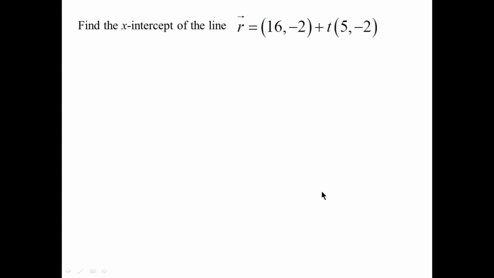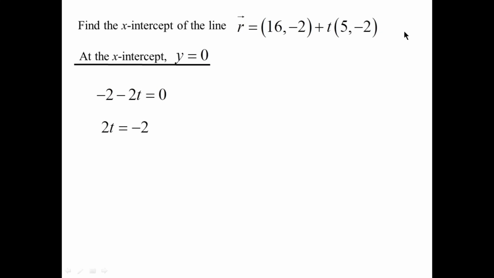Well, you have to acknowledge that at the x-intercept, y is 0. So why don't we put 0 equals negative 2 minus 2t and find out what the parameter is? Solving for t, t would have to be minus 1 to get us to a y value of 0.